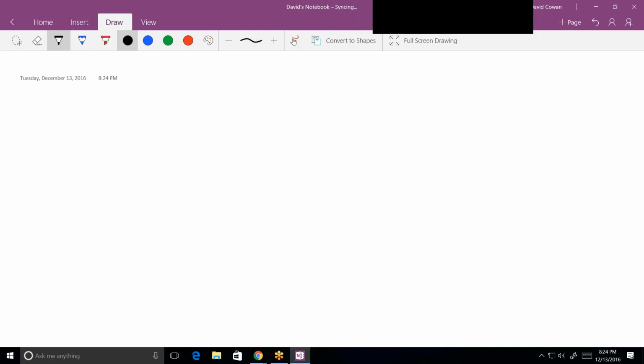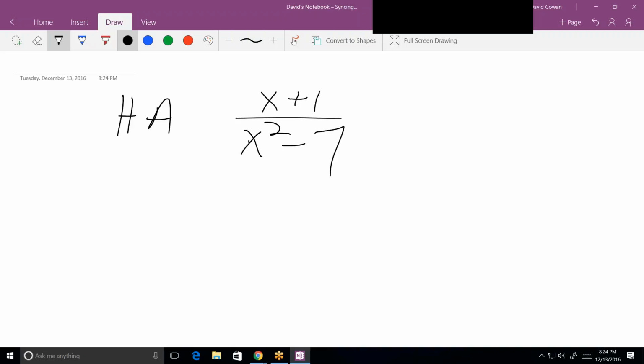Let me ask you about horizontal asymptotes given the following functions. If I had x plus 1 over x squared minus 7, what's the horizontal asymptote? There's only three cases. It can be 0, 1, or... This is the 0 one. y equals 0 is the horizontal asymptote when the denominator is the higher degree.